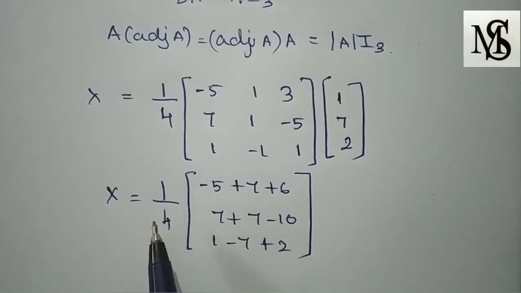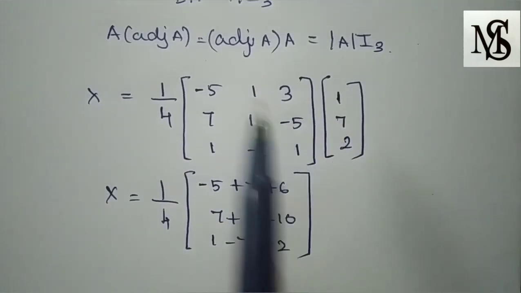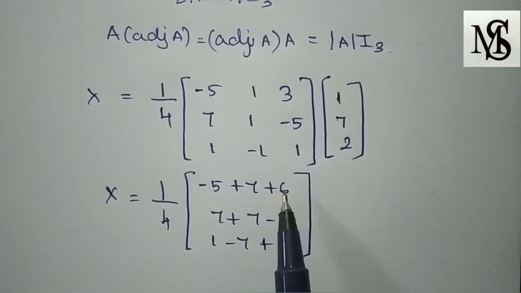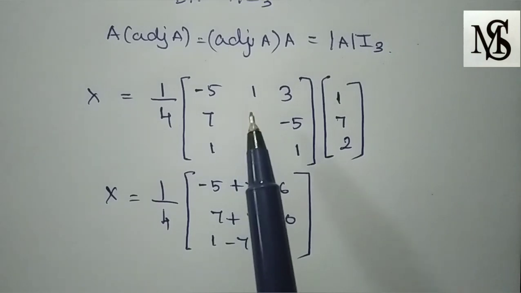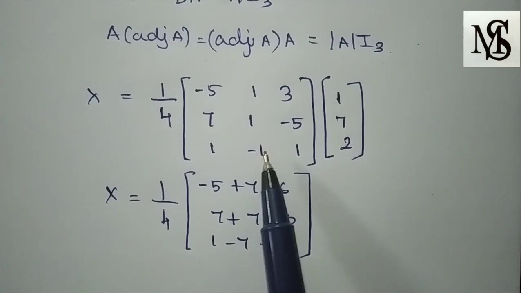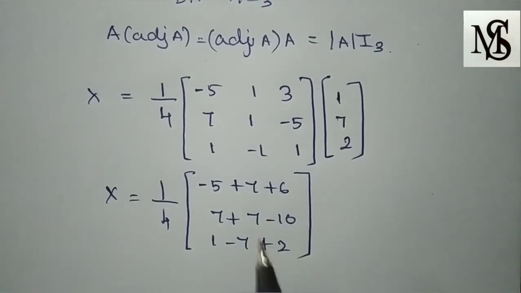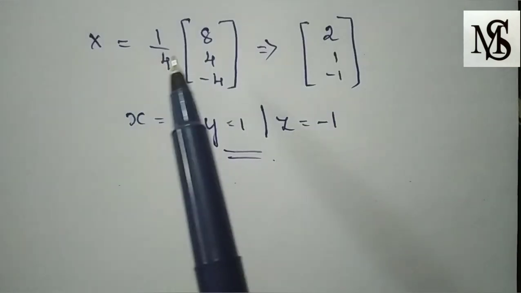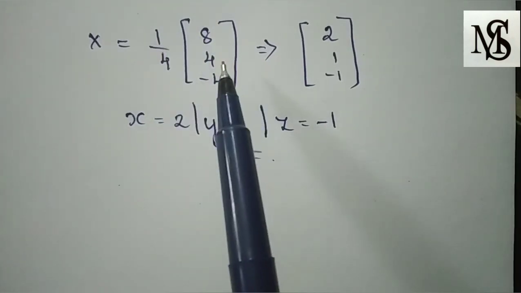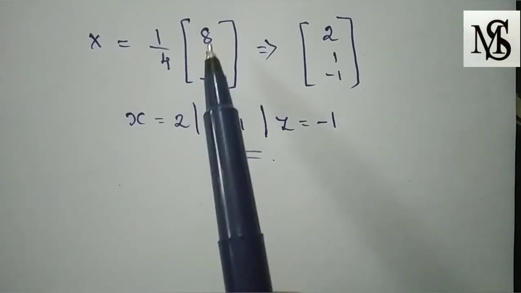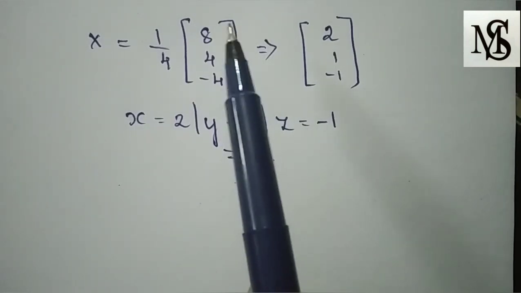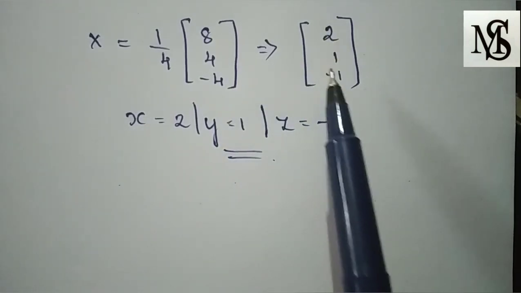So X is equal to 1 by 4 into, if we multiply both the matrices, minus 5 into 1 is minus 5, 1 into 7 is 7, 3 into 2 is 6. 7 into 1 is 7, 1 into 7 is 7, minus 5 into 2 is minus 10. 1 into 1 is 1, minus 1 into 7 is minus 7, 1 into 2 is 2. If we add that, we will get 8, 4 and minus 4. We take this 1 by 4 inside the matrix. That is, 8 divided by 4, 4 divided by 4, minus 4 divided by 4. If we divide each value by 4, we get the answer 2, 1 and minus 1.